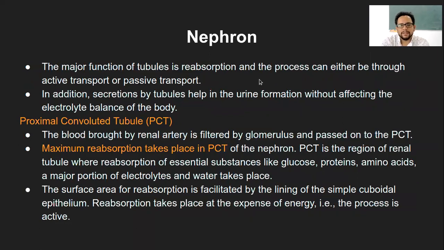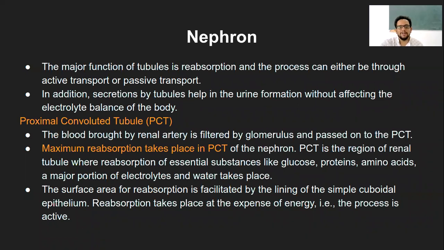Okay, so then the main function of these tubules, that is the renal tubule, is reabsorption, and the process can either be through active transport or passive transport. Now you know what is active and what is passive, so I need not speak about that here. But there are two main functions, out of which the major one is reabsorption. That means whatever has gone out from the blood has to be reabsorbed back, because that might be required by the body cells. So that is the reabsorption function of the tubule.